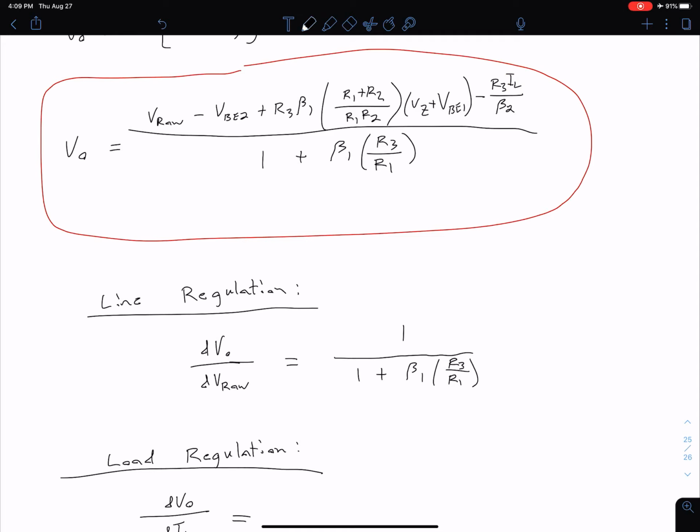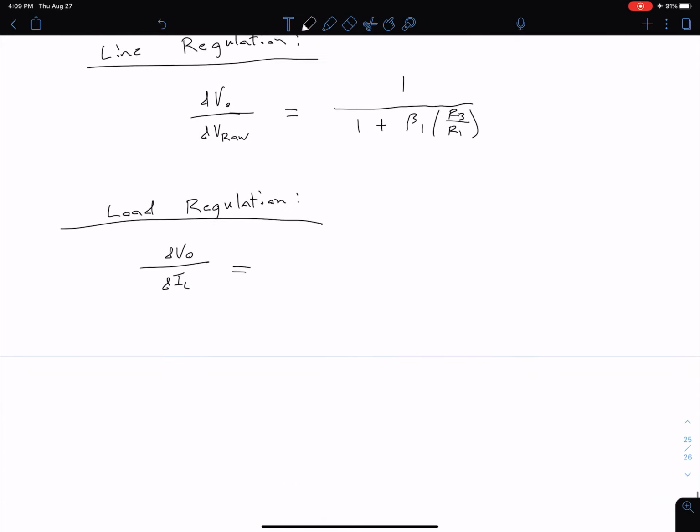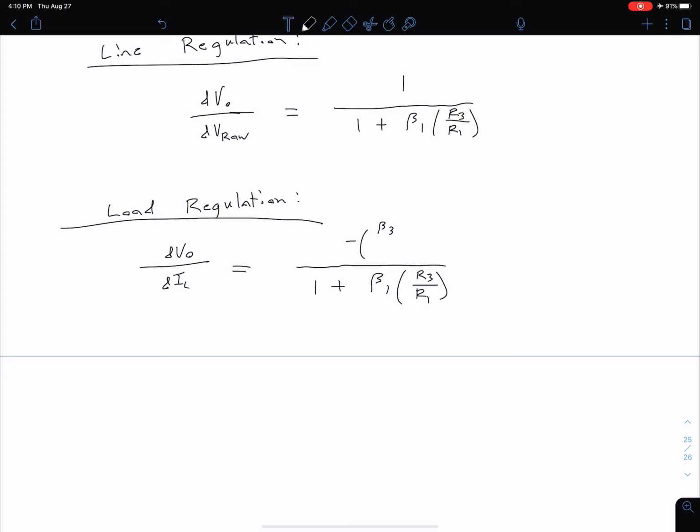And so if we do that, we take the derivative, we see that our load regulation is going to be, again, we'll have the same denominator of 1 plus beta 1 times R3 over R1. And now in the numerator, we have negative R3 over beta 2. And that would be the expression for our load regulation.